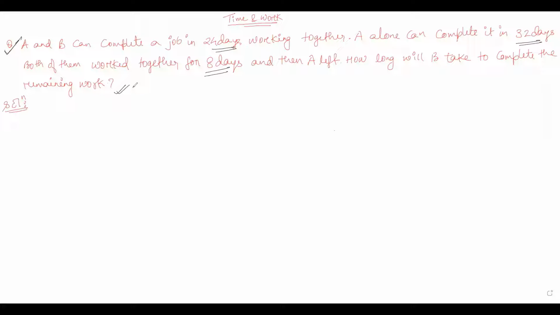But it is always better to go with the LCM method as the calculation will be very easy in that case. So if we simply use the LCM method, the LCM of 24 and 32 would be simply 96. So we can say that A and B together can complete this 96 unit of work in 24 days. So A plus B in one day can do 96 upon 24, that is 4 unit of work.